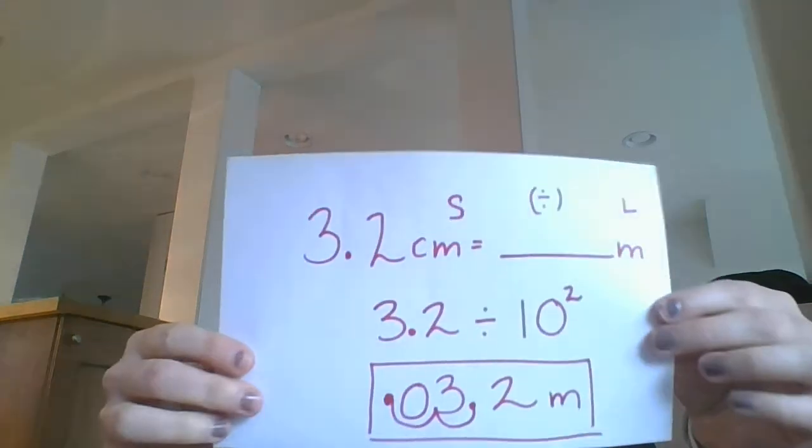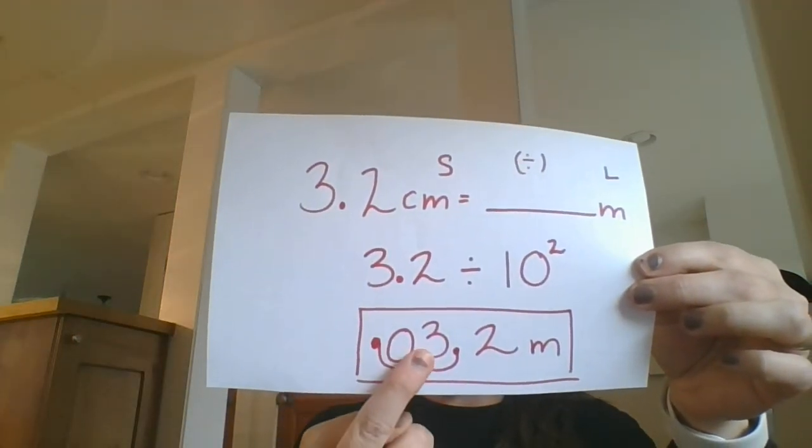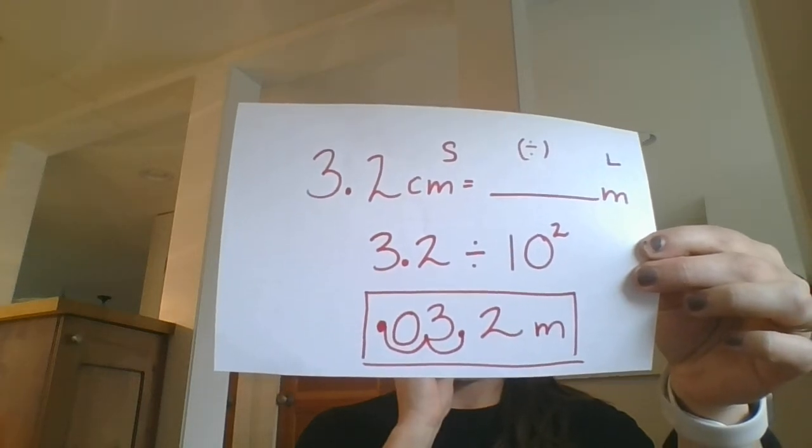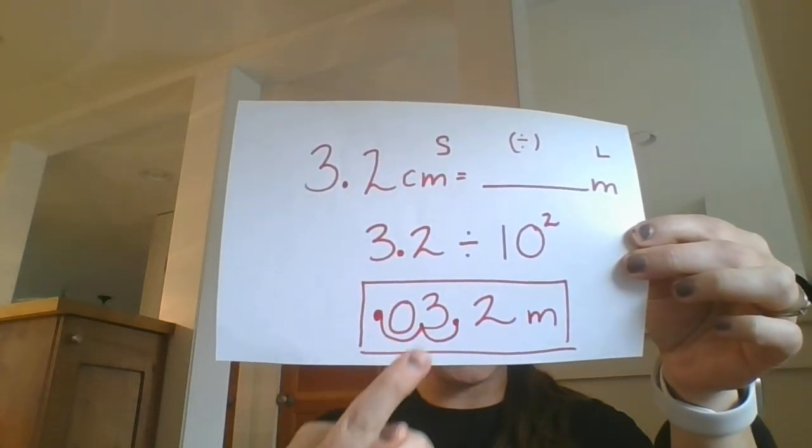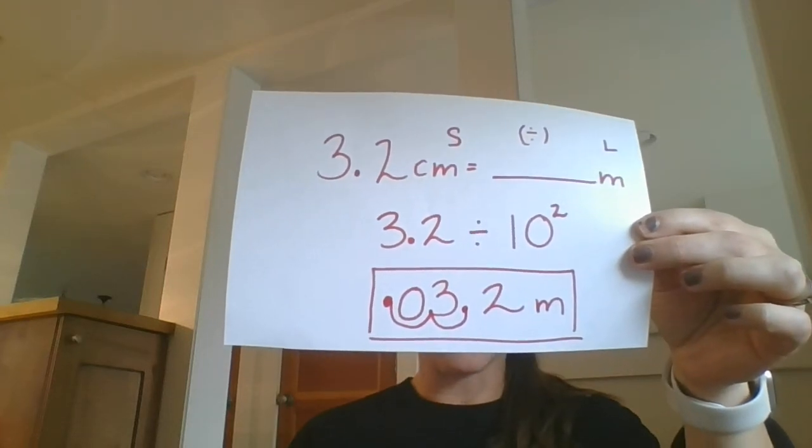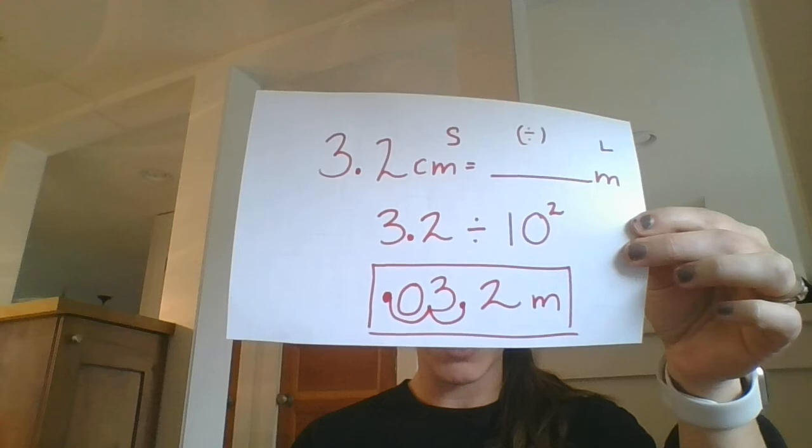So I'm going to rewrite this here, 3 2/10. I'm going to shift it to the left twice. 1, 2. So then I shifted it to the left, 1, 2, right? And I got 32 thousandths of a meter. Awesome job. Okay, let's try one more and then I'm done talking.